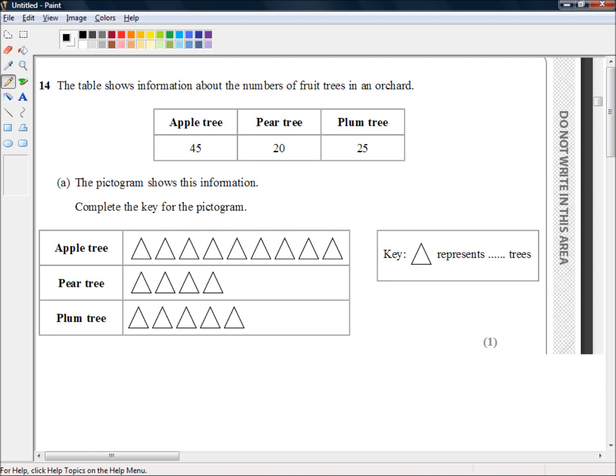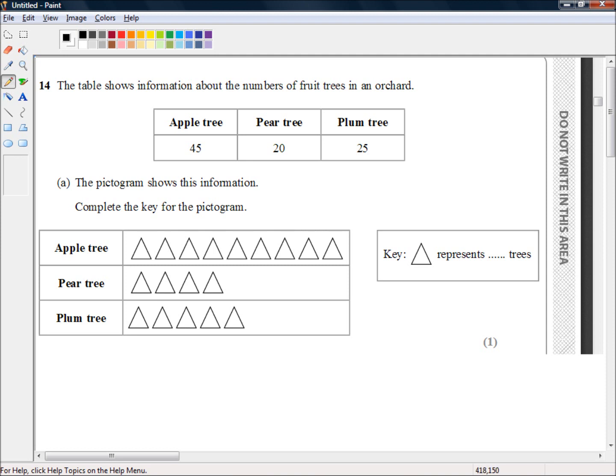As we can see, we've just got nice simple little triangles that represent the number of apple trees, and we want to know how many trees these triangles represent. Well, we've got 1, 2, 3, 4, 5, 6, 7, 8, 9 triangles to represent 45 apple trees. Okay, well, I know from my times tables that 9 times 5 is 45, so I strongly suspect that one triangle represents 5 trees.